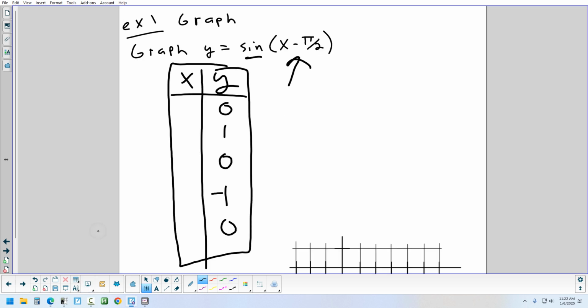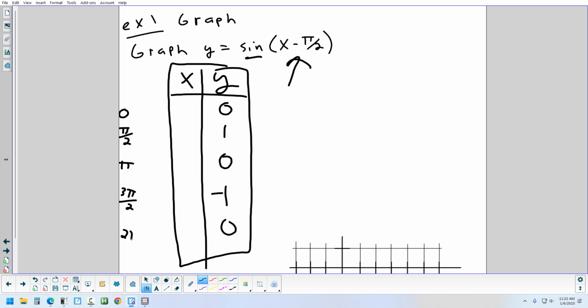What are my 5 original x values for the sine function? Starting with 0, and it's 1. They're all going to have pi in them now. Pi over 2, pi, 3 pi over 2.